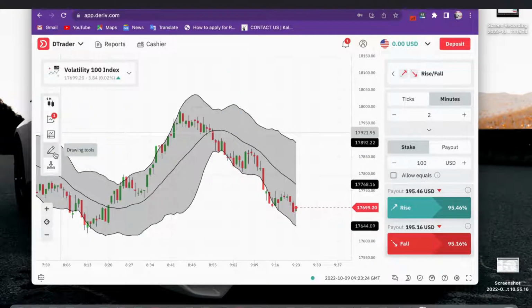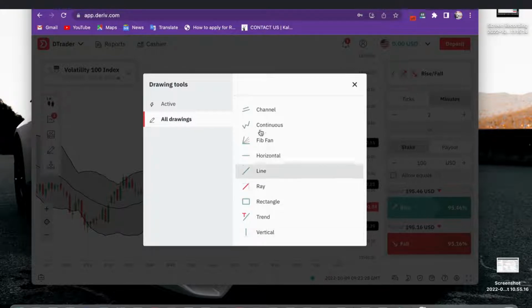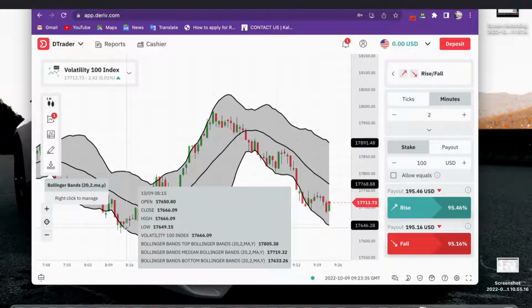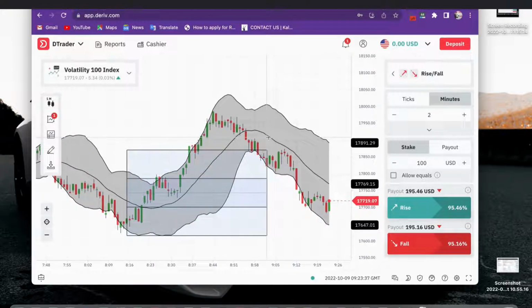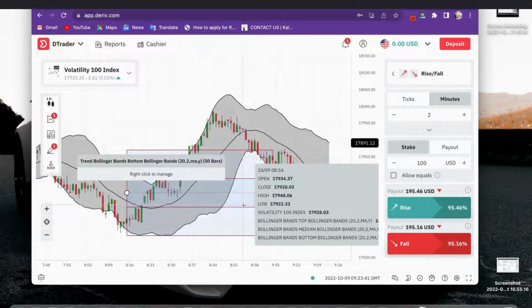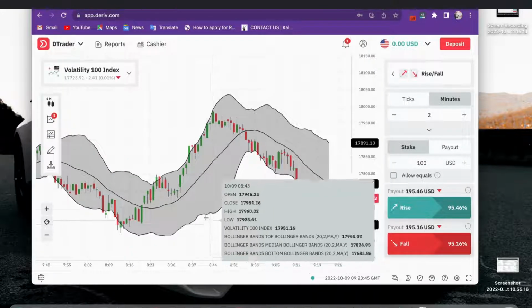And then another thing, if you want to draw things like lines, you can come here and choose the lines that you want to draw. Let's say, for example, you want to draw a trend from there to somewhere here. You can do that, guys. These materials are here to help you.